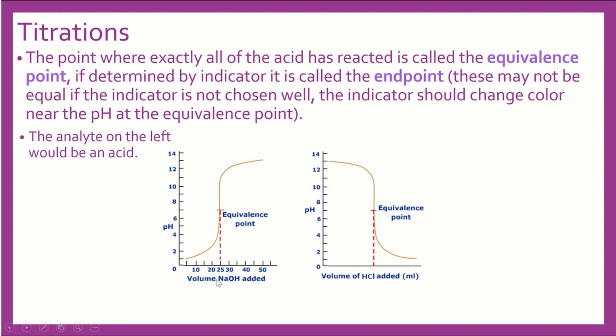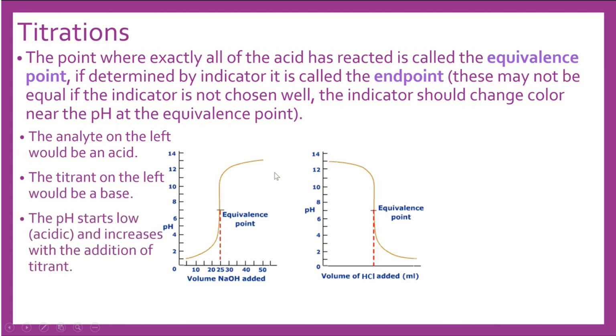So again, on the graph on the left here, the analyte is an acid. What we're trying to analyze, what we're trying to figure out what it is, that's an acid. Notice how the pH starts low, that makes it acidic. As we add titrant, so the titrant is what we're adding to it, the pH goes up, so that tells us that we're adding base. The more base we add, the higher our pH climbs. Again, at a pH equal to 7, that's our equivalence point, and that's where the amount of acid equals the amount of base.